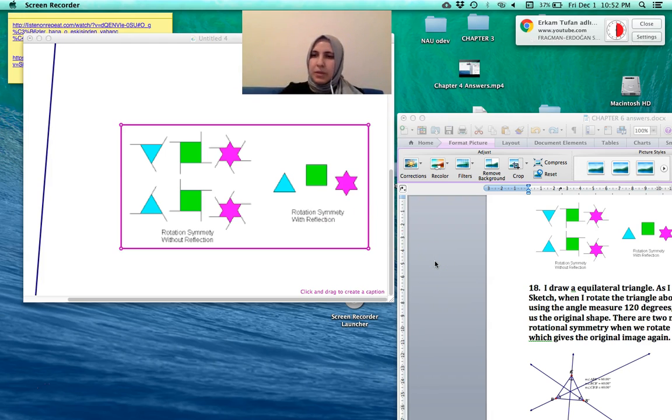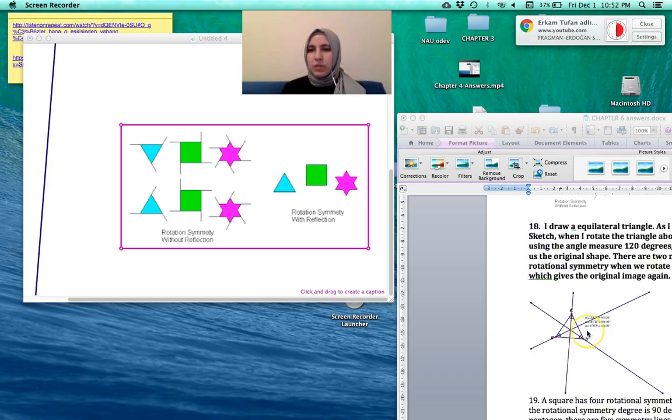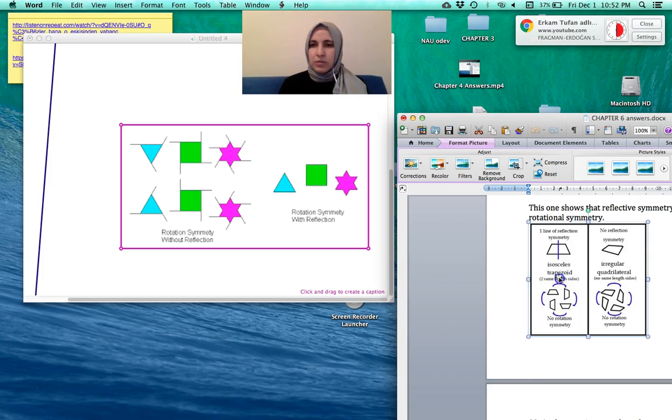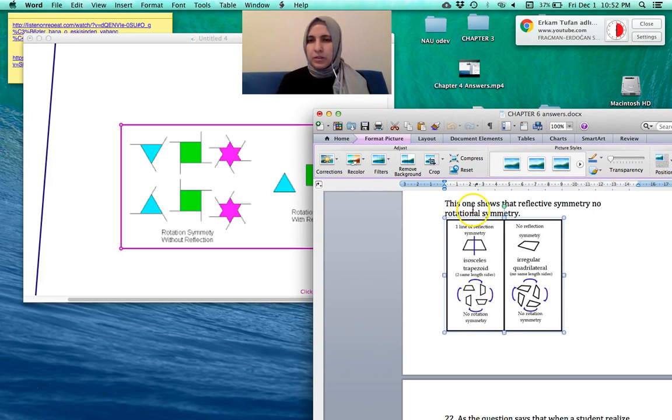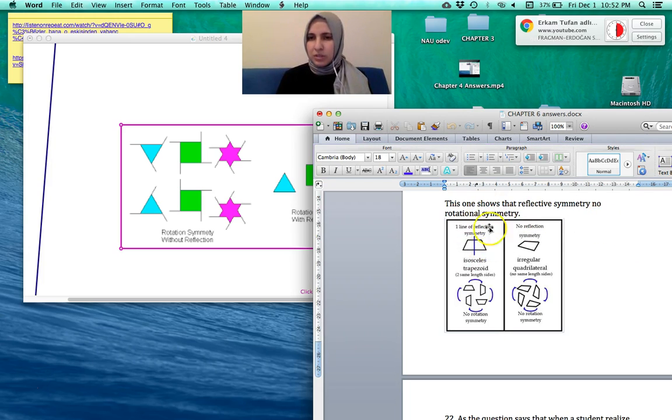The C can be, what is this one? This one shows reflective symmetry, no rotational symmetry. The first one has reflection symmetry, and there is no rotational symmetry. An isosceles trapezoid, and the other one is an irregular quadrilateral. And also there is no rotational symmetry for it.